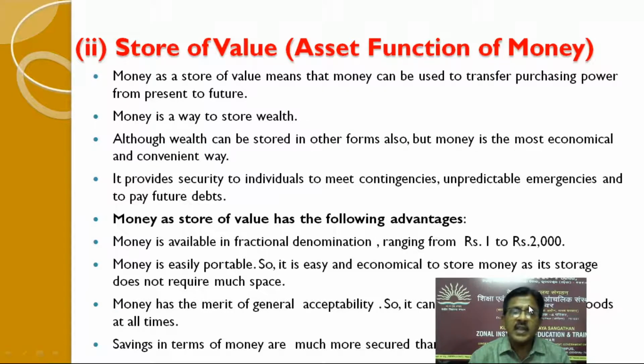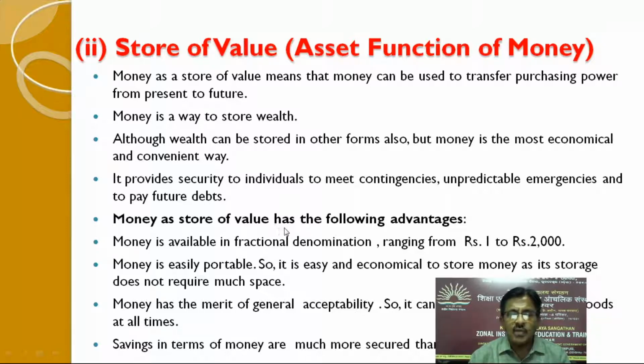Then the second secondary function is store of value, that is asset function of money. Money as a store of value means that money can be used to transfer purchasing power from present to future. Money is a way to store wealth. Although wealth can be stored in other forms also, money is the most economical and convenient way. It provides security to individuals to meet contingencies, unpredictable emergencies, and to pay future debts.